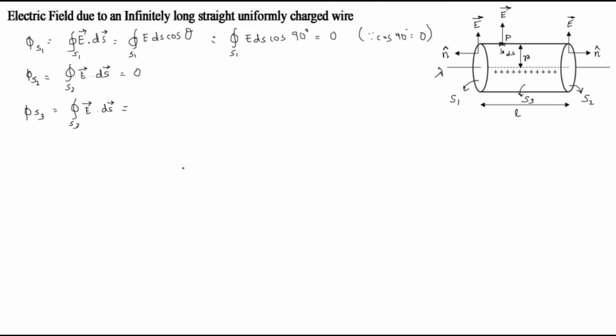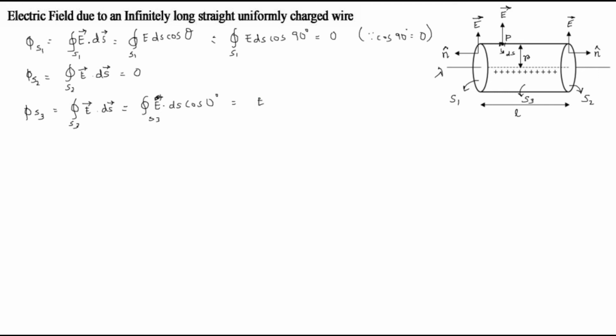This is a very small section, and this electric field direction and this small area, its area vector is in the same line, so they share an angle of 0 degrees between the electric field and this small surface, right? So it becomes integration E dot ds cos 0 degree, and we know cos 0 degree is 1.